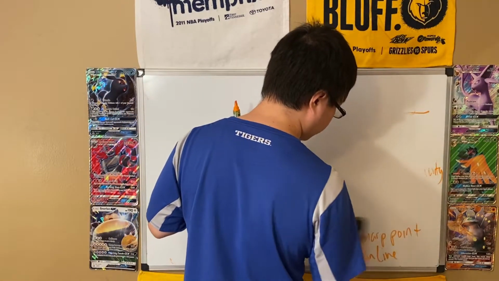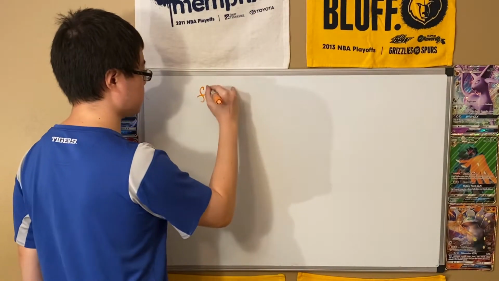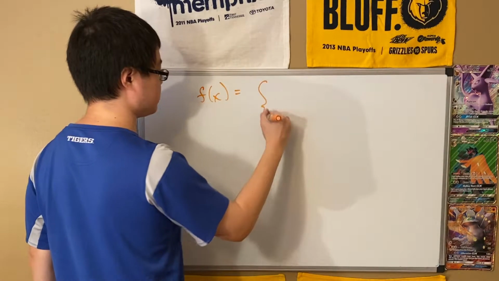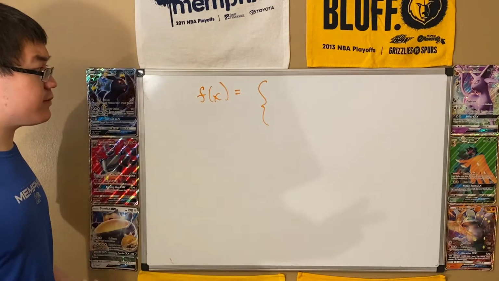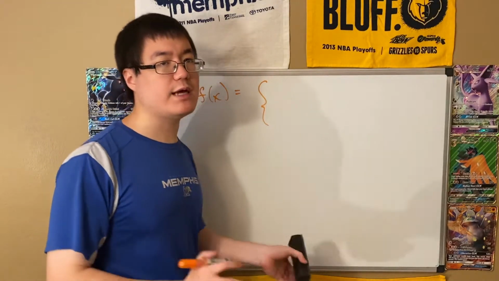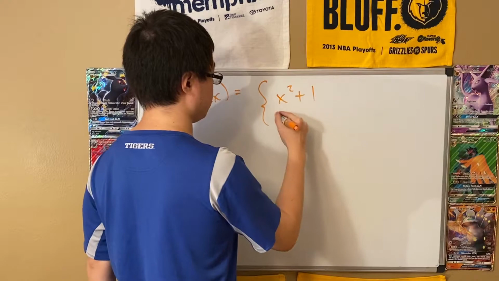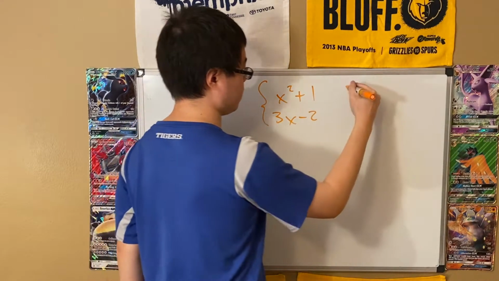So a lot of our questions are going to look like this. We're going to have f of x, then we're going to have some sort of piecewise function, because those are the more interesting ones. Those are where problems might arise. We like challenges, of course. So in this case, we're going to have x squared plus 1. We're going to have 3x minus 2, something not too crazy.